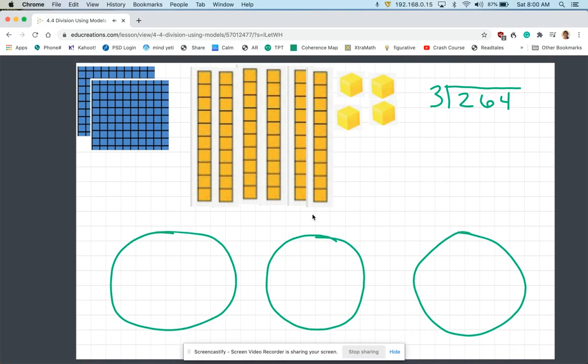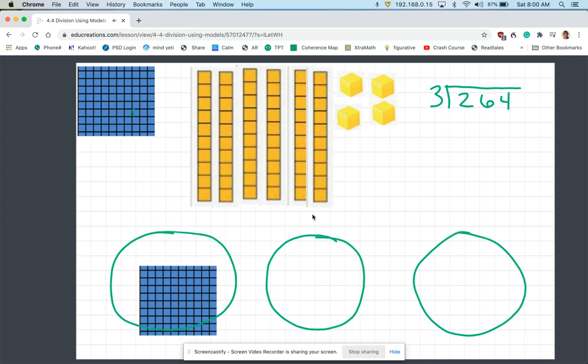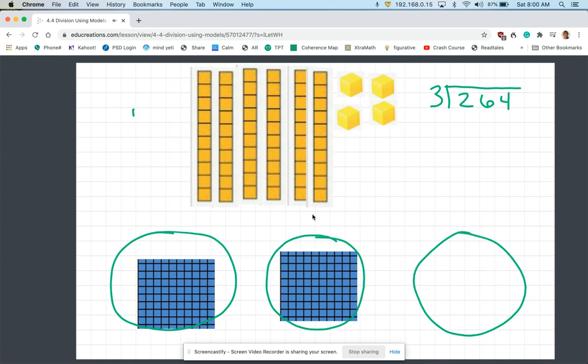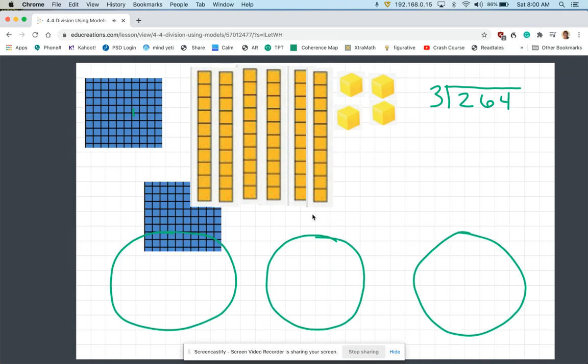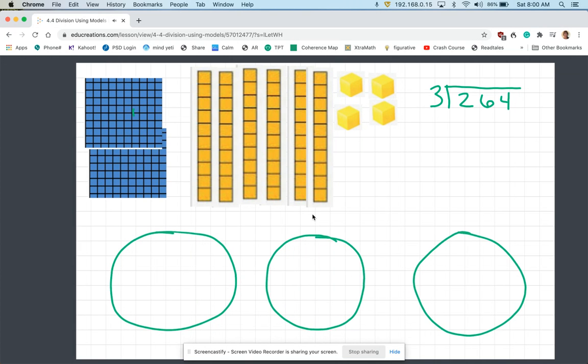Yeah, we're going to make 3 groups, and then I'm going to be passing the 264 out into those 3 groups. All right, so I'm going to start with my hundreds. And, oh no, what do you know? I don't have enough hundreds. So how many groups of 3 can I make out of 200? I can't. I have no hundreds.